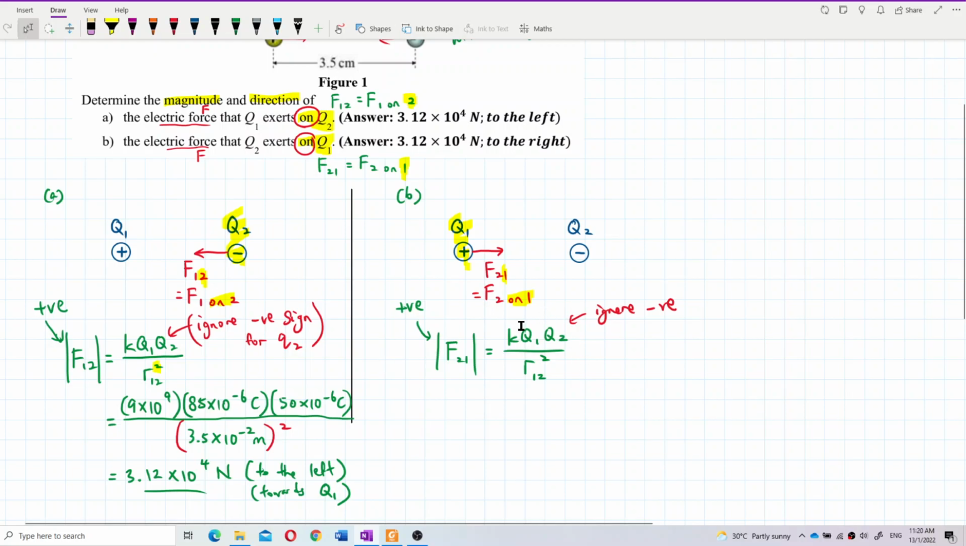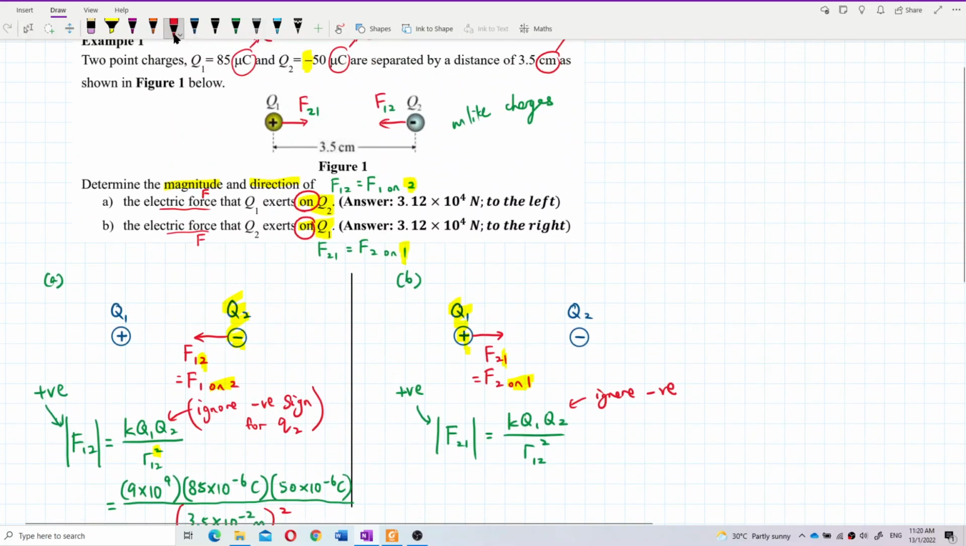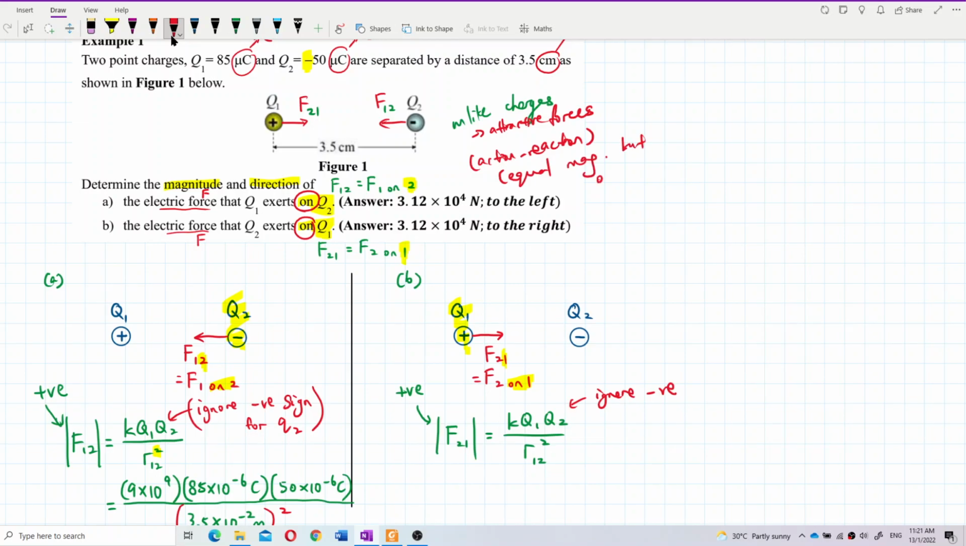Anyway, these two forces are action reaction forces. They are unlike charges, so they have attractive force and attractive force. Action reaction force means they are equal in magnitude but opposite in direction. You see that? One is to the right, one is to the left. They are opposite direction, equal magnitude.